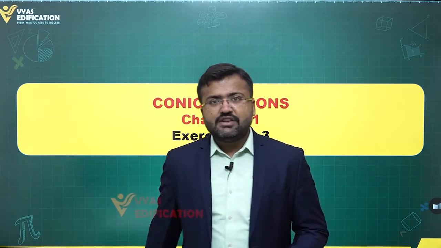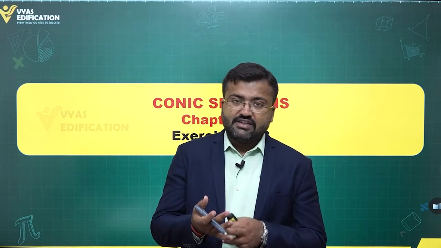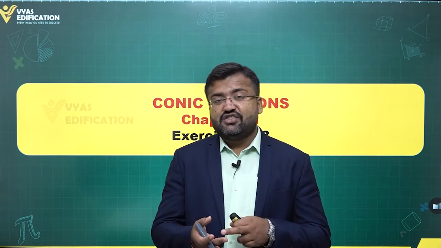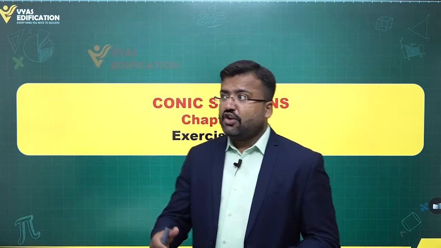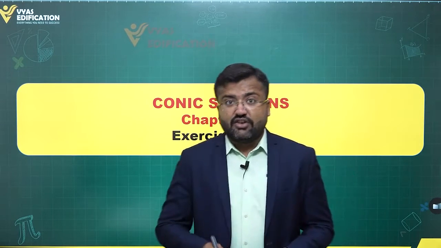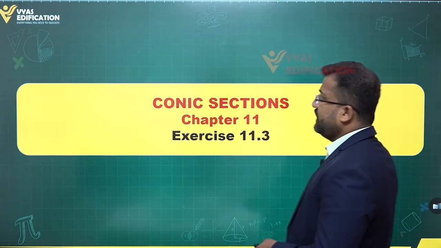There are two standard forms, and the exercise is based on finding the various things related to the ellipse standard form, that is foci, major axis, minor axis, vertices, latus rectum, eccentricity, and all of those things. So along with the questions, we'll be seeing the concepts related to those questions as well. Let's begin with the first question here.